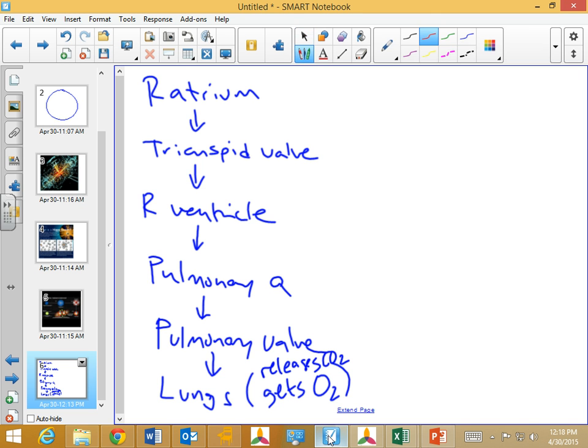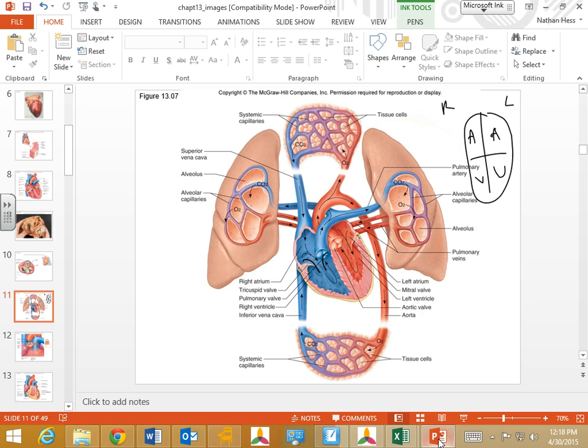Okay, from the lungs, where's it going next? So we've gotten through this process here, CO2 out, O2 in, through the alveolar capillaries. It's going to go back to the heart, but what vessels does it use to do that? The pulmonary veins. Pulmonary veins, right? That's these red ones here. Yep, pulmonary veins.